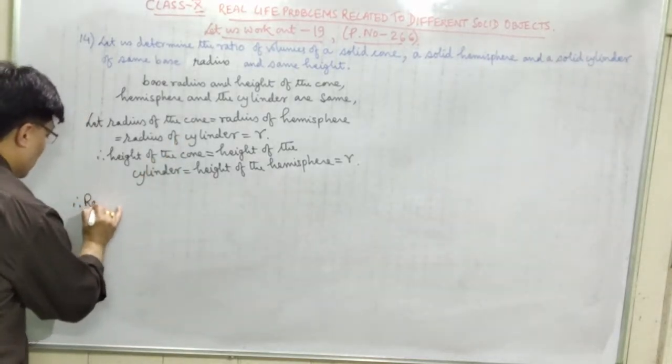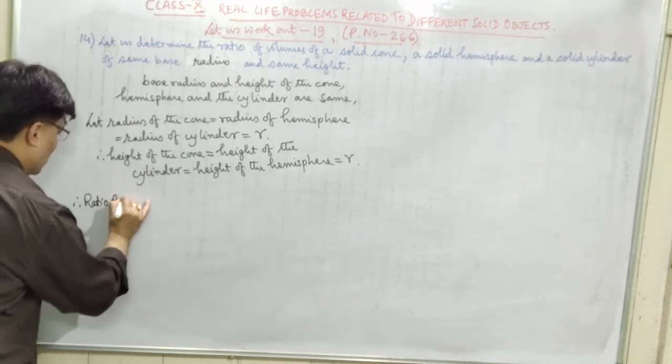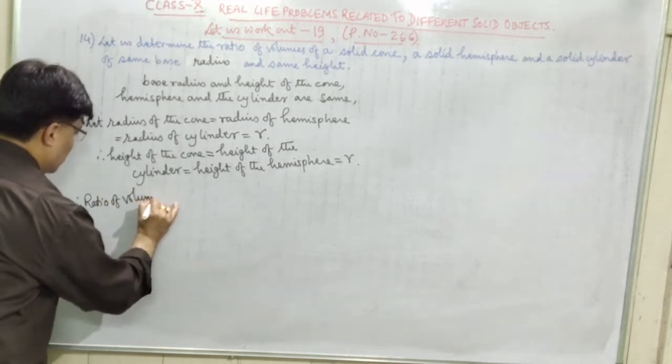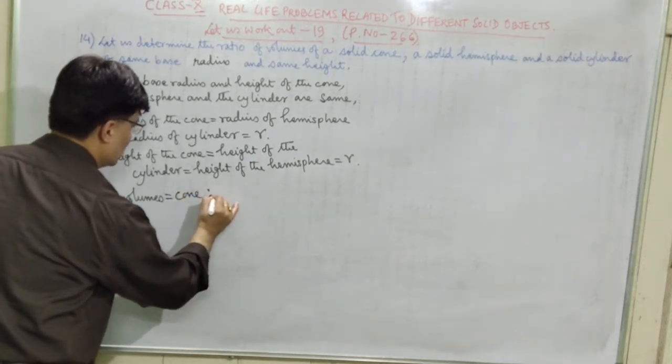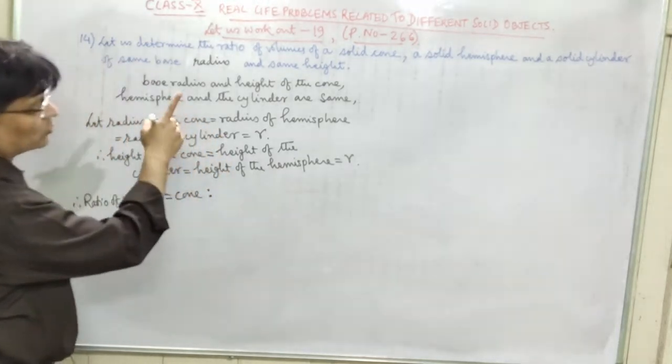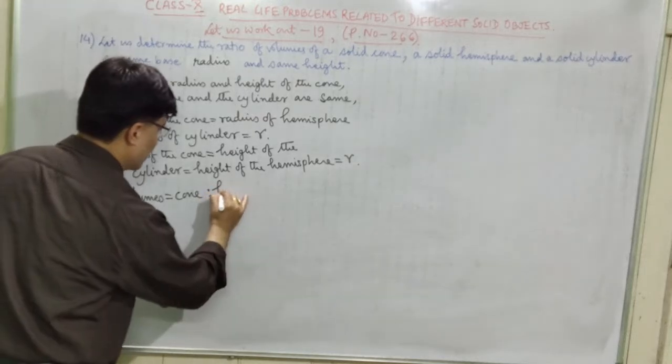Therefore, ratio of volumes is equal to cone is to what? Hemisphere, right?